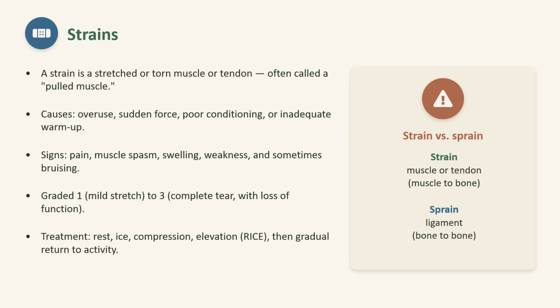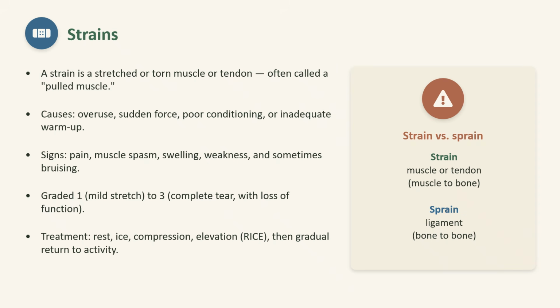Our first condition is the strain, what patients call a pulled muscle. It's a stretch or tear of a muscle or its tendon. The causes are predictable: overuse, a sudden forceful movement, poor conditioning, or skipping the warm-up. The classic scenario is a weekend athlete sprinting after months on the couch and feeling a sharp pull in the hamstring. Signs are pain, muscle spasm, the muscle guards itself by tightening, swelling, weakness, and sometimes bruising as blood leaks from the torn fibers.